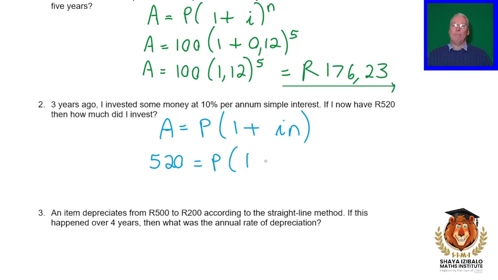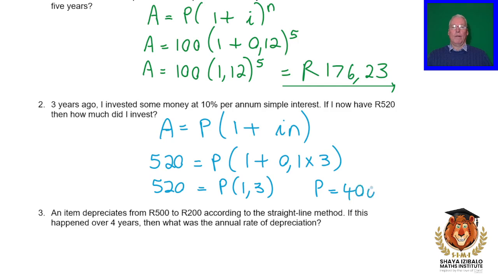This is going to be 1 plus, the interest rate is 0,1 times 3. So in fact, we're going to take this in the brackets here comes to 1,3. So we get 520 is P times 1,3. We're going to divide both sides by 1,3 and we get P equals 400. Okay, 400 Rand.